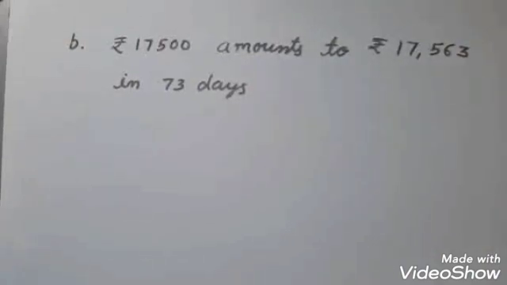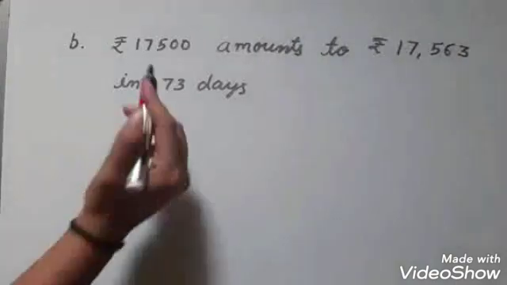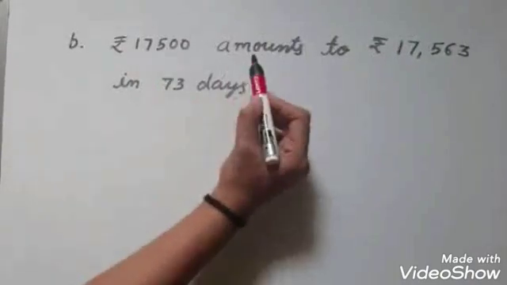Now see part B of this question, last question of this exercise. Rupees 17,500 amounts to rupees 17,563 in 73 days. In this question, it is not clear what is principal, what is amount, what is SI. We need to understand. Students, try to understand the language of this question.